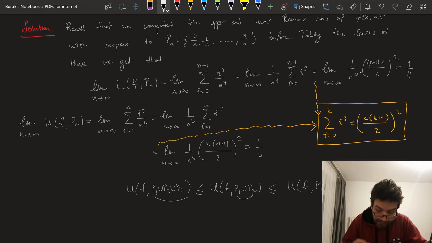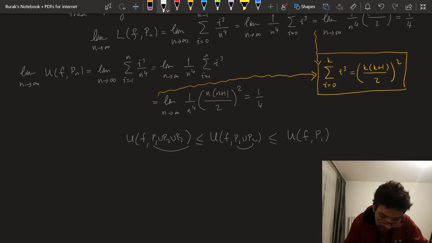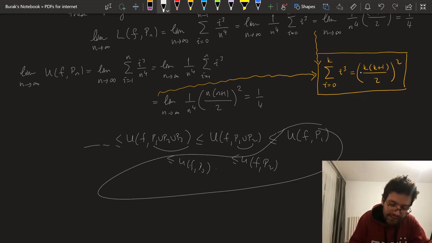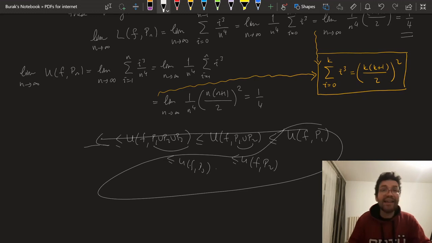Okay. And by definition, you know that if you keep doing this, they're going to decrease like this. And each of these is less than it, like this one is less than or equal to U(f,P2), this one is less than or equal to U(f,P3), and so on. Now, the limit of U(f,P1), U(f,P2), U(f,P3), this is 1 over 4, which means that the limit of this sequence has to be 1 over 4 as well, okay?